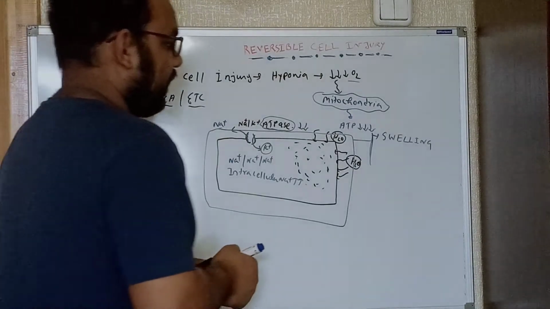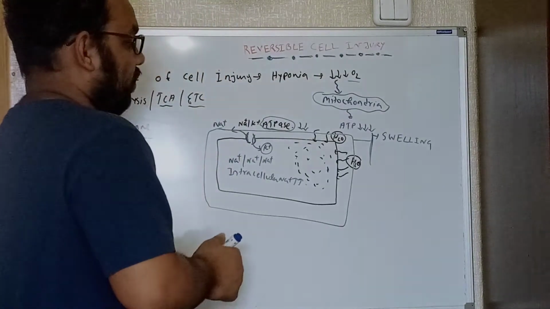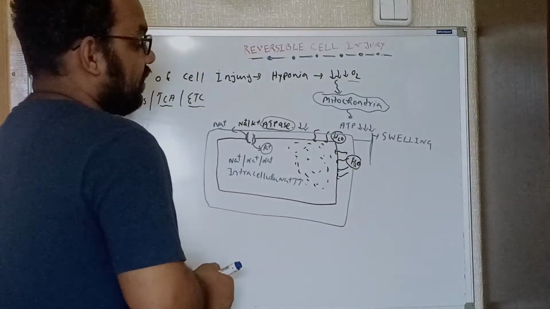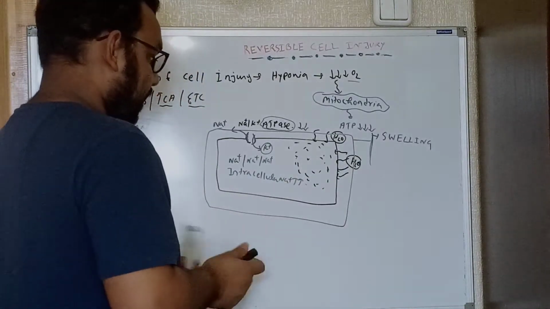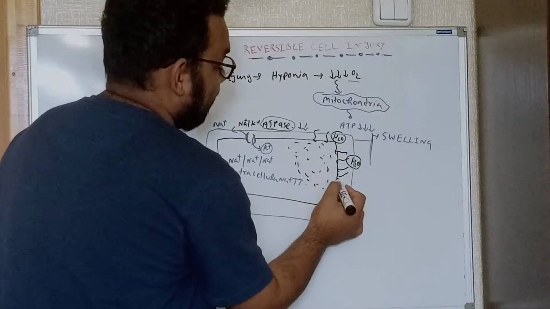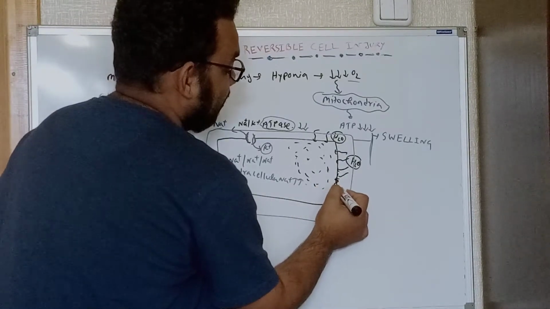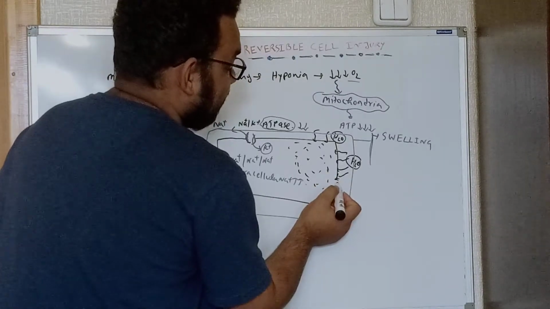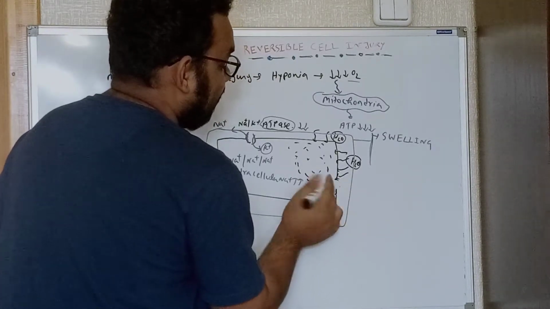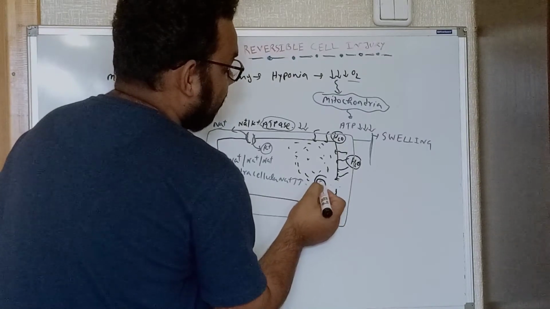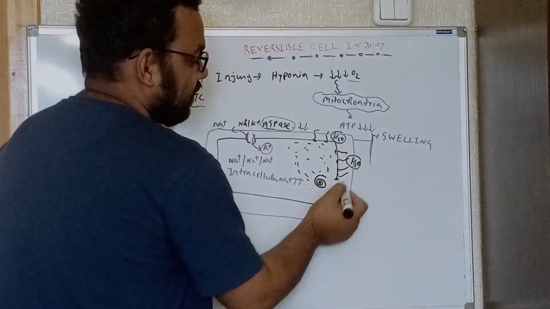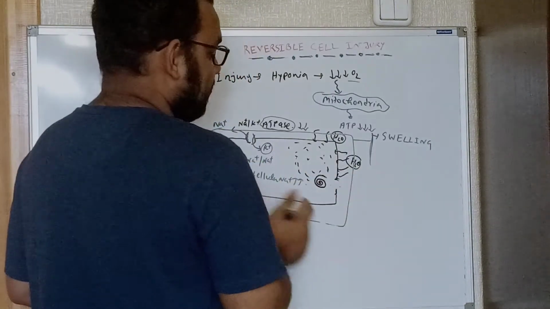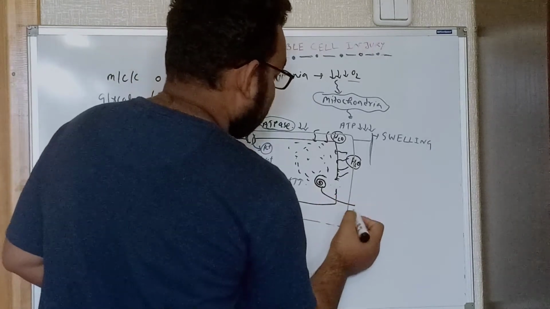Think about this: when water molecules keep coming from outside to inside, there is a chance they can break the plasma membrane, for example this part. Whenever this part is broken or damaged, these parts come within the cell and form a specific figure like this. That is the phospholipids, because the cell membrane is made up of phospholipids. This type of figure is known as the myelin figure.